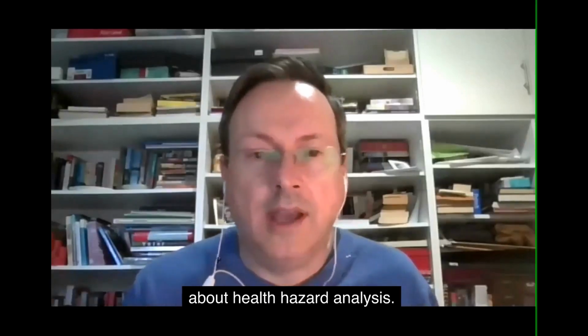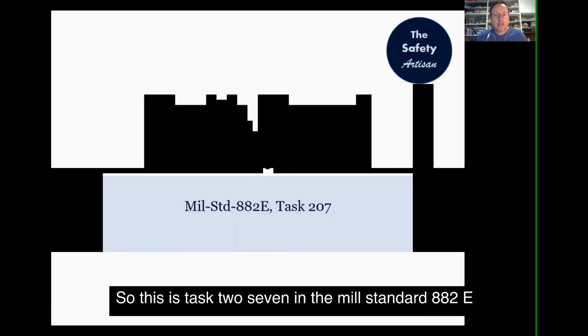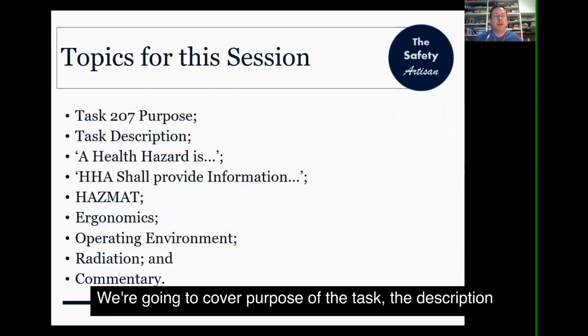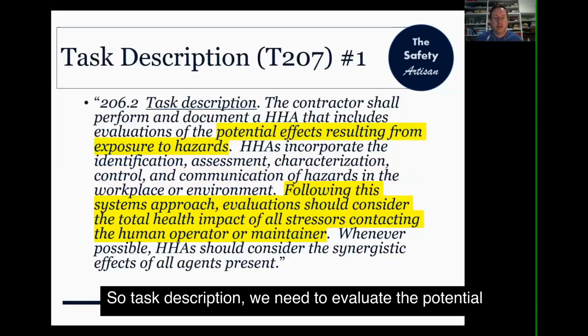Today we're going to be talking about health hazard analysis. So this is task 207 in the Mil-Std-882E. We're going to cover the purpose of the task and the description. The task helpfully defines what a health hazard is. So, task description: we need to evaluate the potential effects resulting from exposure to hazards.